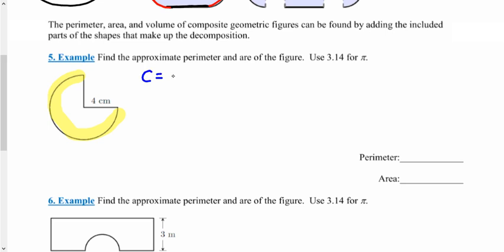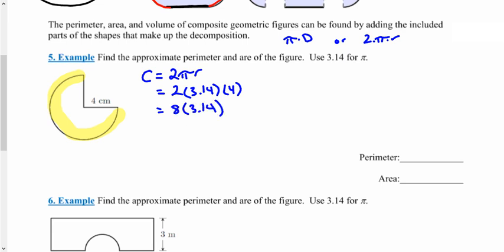Circumference is equal to 2 pi r. Remember, it's either pi times diameter or 2 pi r, or 2r pi, right? The commutative property of multiplication allows you to switch those around. So our r is going to be 4. And now we have 2 times 4 times 3.14.